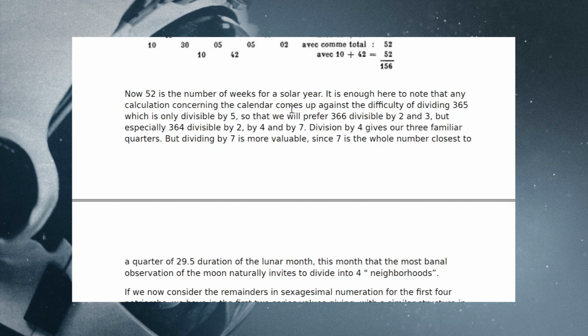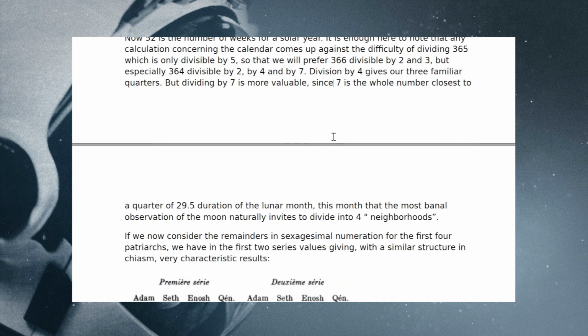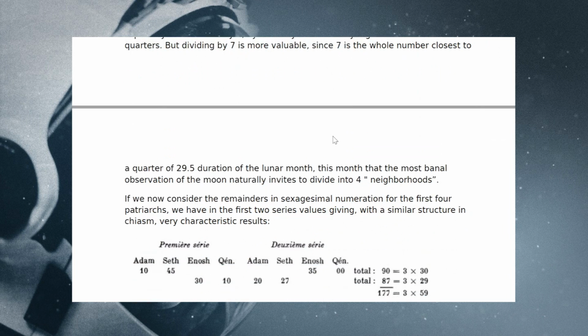Now, he's going to go on to point out the difficulty of dividing a 365-day year because it's only divisible by 5. 366, obviously one day up, would be divisible by 2 and 3, but most interesting is 364. So a solar year minus 1 day is divisible by 2, 4, and 7. So the division by 4 would give you 91 days. A division by 7 gives you 52 weeks. But 7, of course, is also the best way to split into a quarter, 29.5 days of a lunar month. So there's some flexibility there if you go with a solar year minus 1 day.